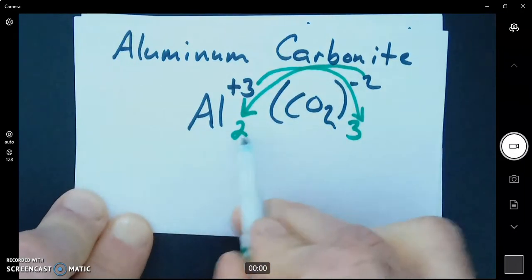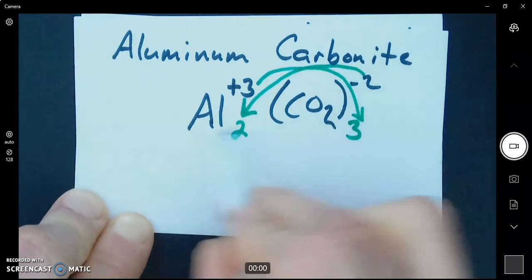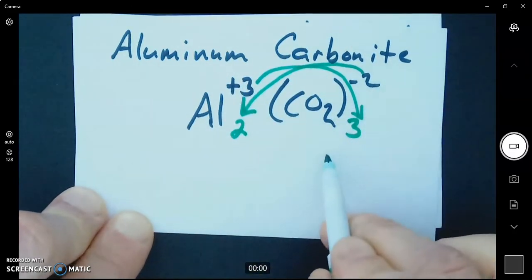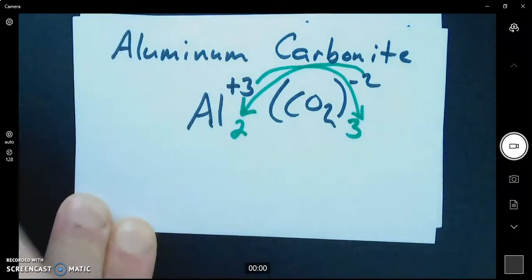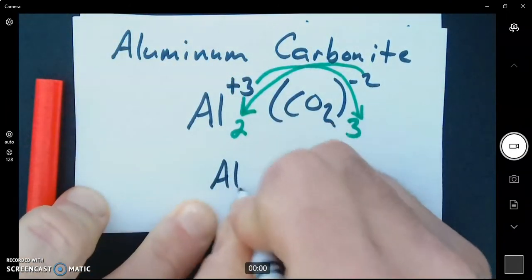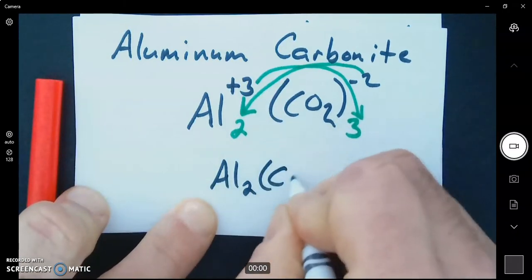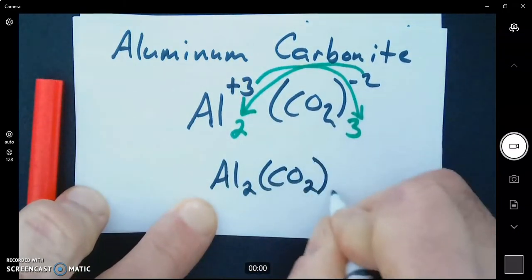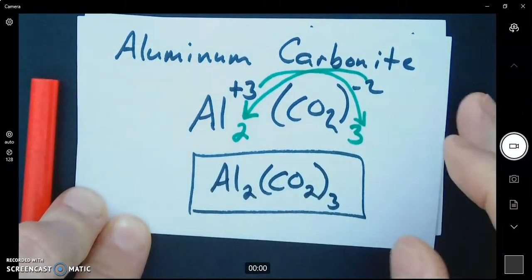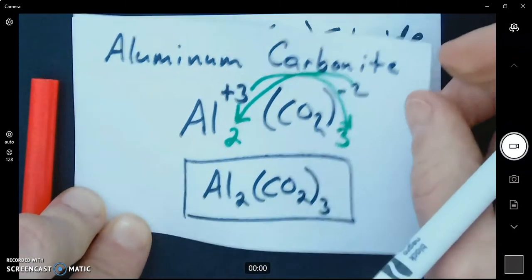Al2(CO3)3. We can't simplify that. 2 3's give me a 6. 3 -2's give me -6. +6 -6 gives me 0. Can't simplify 2 to 3, so let's clean it up. Al2, (CO3)3 on the outside. And that's our neutral formula for that one.